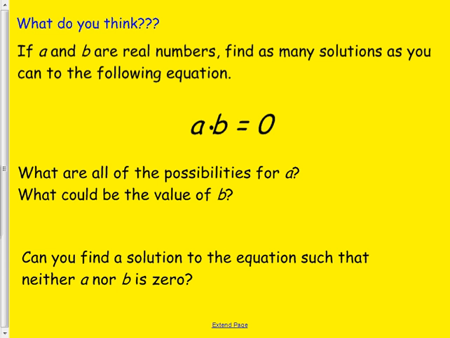Okay? So that is the zero product property. It's a product, because a product means you multiply two things, right? Of two things have to equal 0.